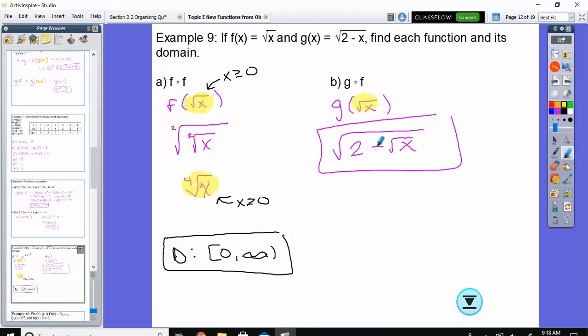Okay, G. We have to look at both of these. So this one, that's just greater than or equal to 0. Here, whatever's under the radical has to be greater than or equal to 0.